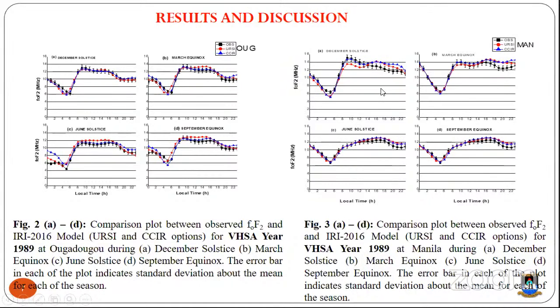If we also look at the other station, Manila, represented by MAN, we find out that though the two options of the model were able to also predict the trend, the dynamic trend of the observed data, there are some little patches of either underestimation or overestimation during the afternoon hour and the 9th hour.